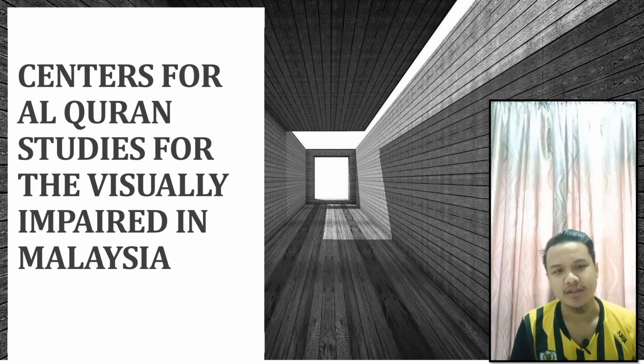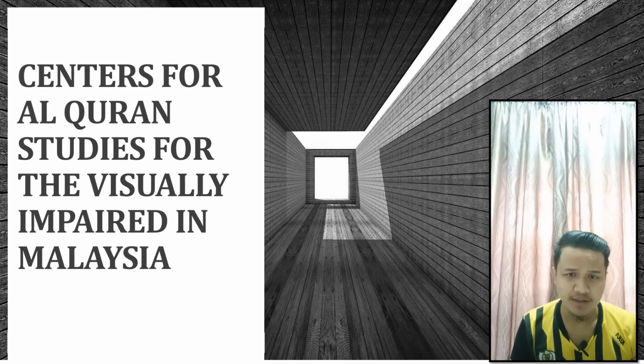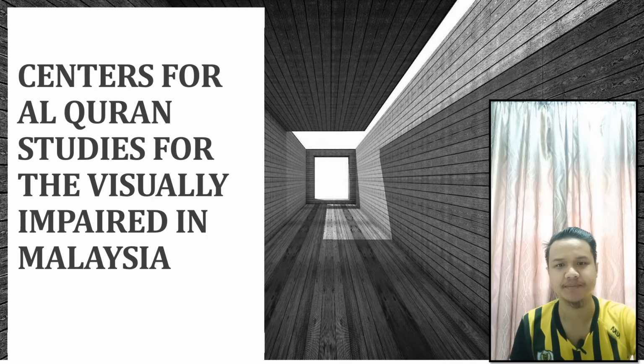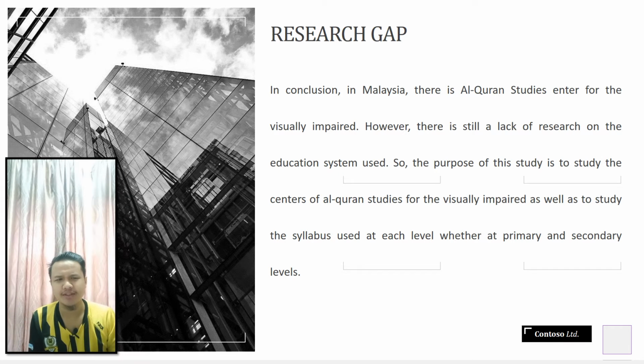InsyaAllah, I will present my research proposal, which is the Centers for Al-Quran Studies for the Visually Impaired in Malaysia. Now we go to the research gap of my research. In conclusion, in Malaysia, there are Al-Quran Studies Centers for the visually impaired. However, there is still a lack of research on the education system used.